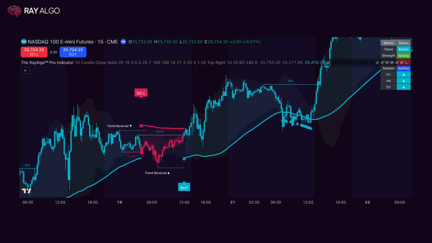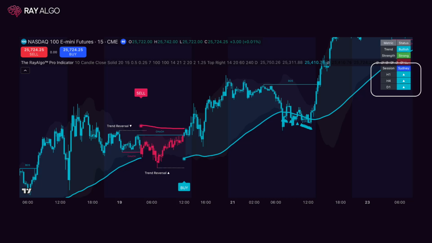Strength indicates the strength of the current trend using the Average Directional Index, ADX. Multi-time frame, MTF, Trends shows the RayAlgo trend direction on 3 higher time frames of your choice. Aligning your trades with the higher time frame trends increases the probability of success.